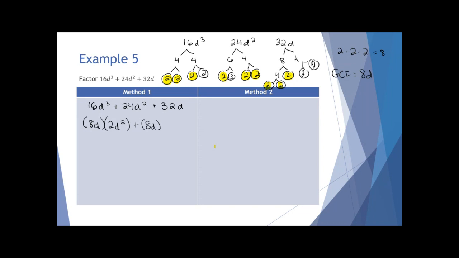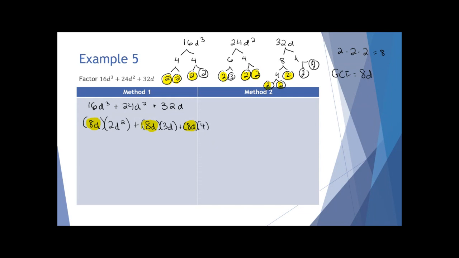I should have made my table a little wider here. I'm running out of room. 24, so 8 times 3 is 24. And then I need a second d to get to d squared. And then 8d. And then to get to 32, 8 times 4 is 32. So you have to do a little thinking there and think, okay, 8 times what will get me to the other parts, and then you have to look to see what's left over for the variable.